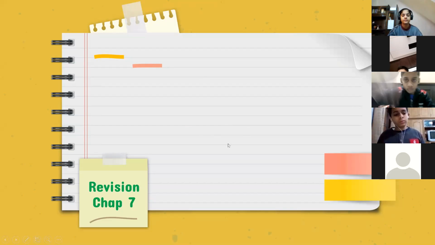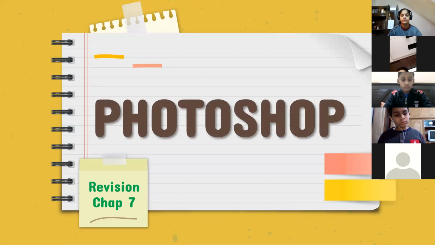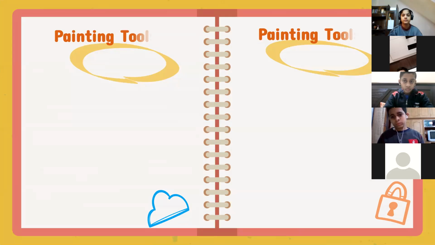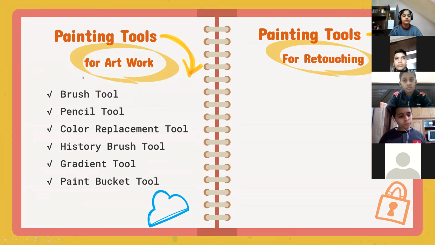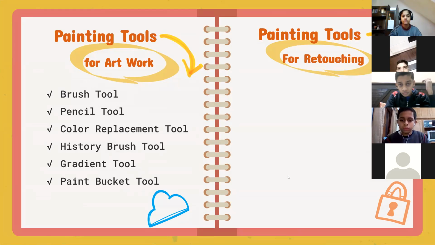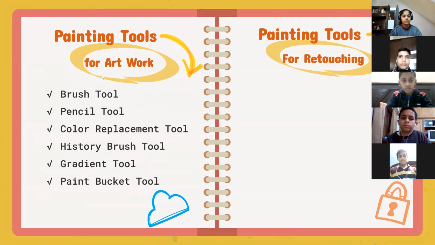And what are the various painting tools that you can use in Photoshop? Various painting tools are for artwork. That means for drawing. You can use the pencil tool, brush tool, color replacement tool to change the color of the picture or to change the color of some parts of the picture, then history brush tool, gradient tool to fill some colors, and paint bucket. Sorry, all of these tools come under the category of artwork. That means you can draw, change the color or fill some colors.